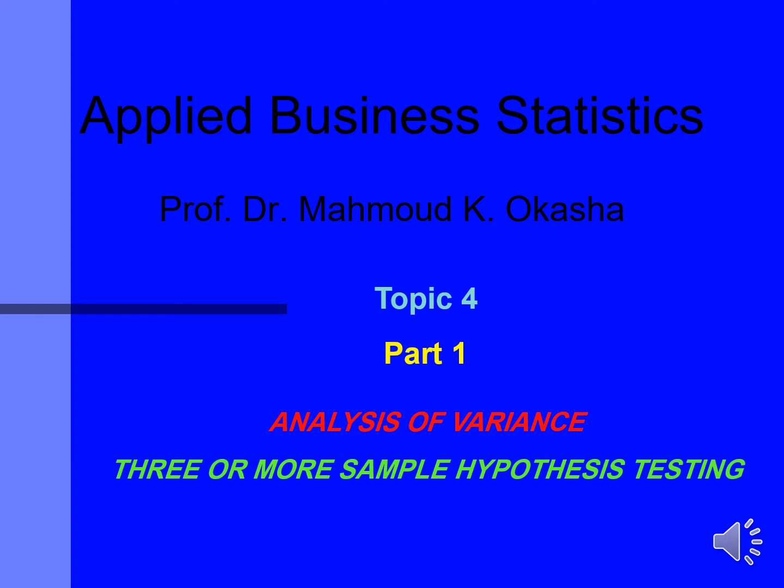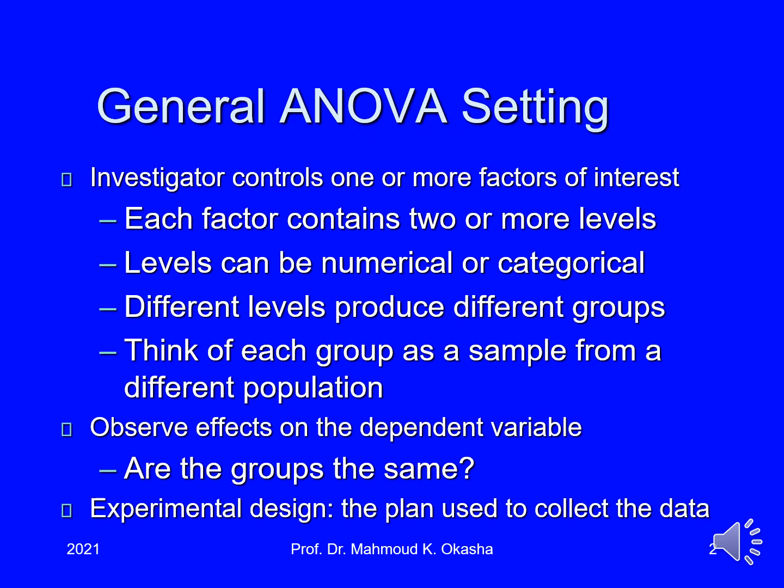Actually, we are going to discuss whether three or more means are equal or not equal. Are they all the same, or not? This is called analysis of variance, and in short, for simplicity, we call it ANOVA.